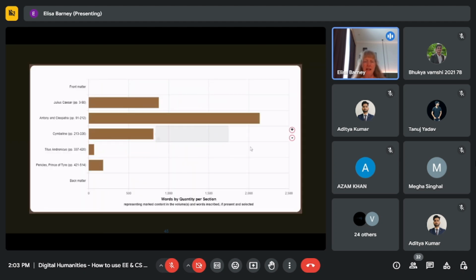We then added to that by looking at how many words are marked by a section in the book. Here's looking at William Shakespeare, some of the different books by him, and which books did he read within William Shakespeare and pay more attention to because he marked them up more. Well, apparently he really liked Antony and Cleopatra.